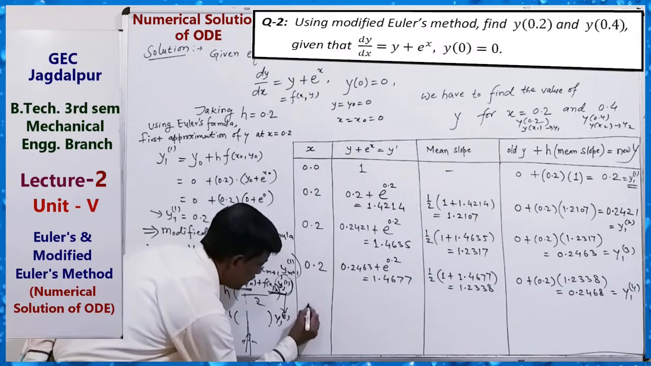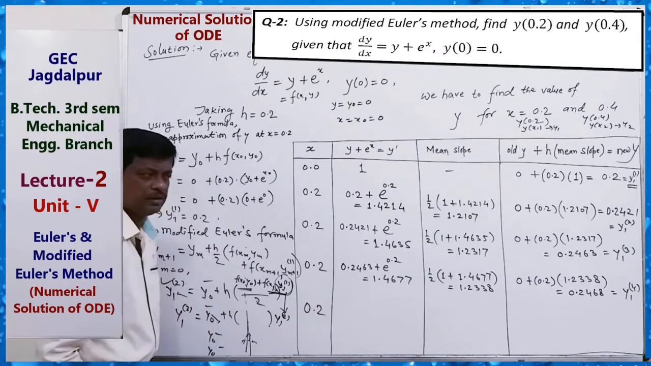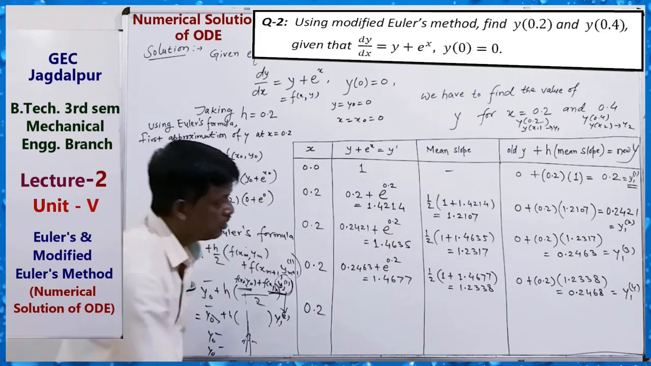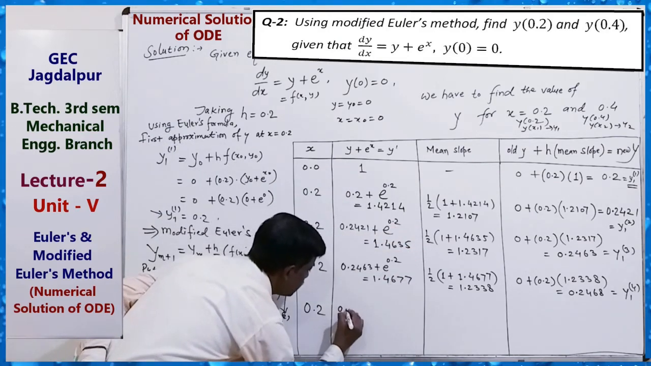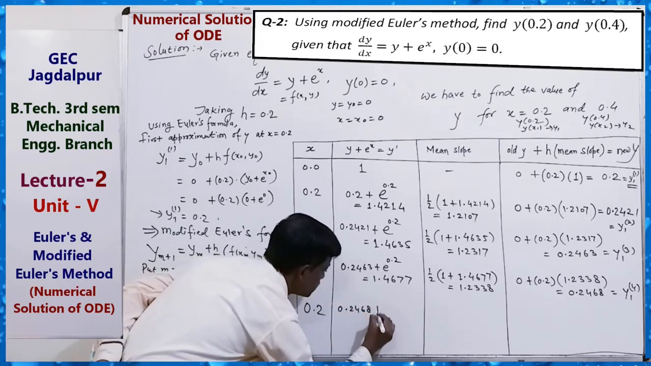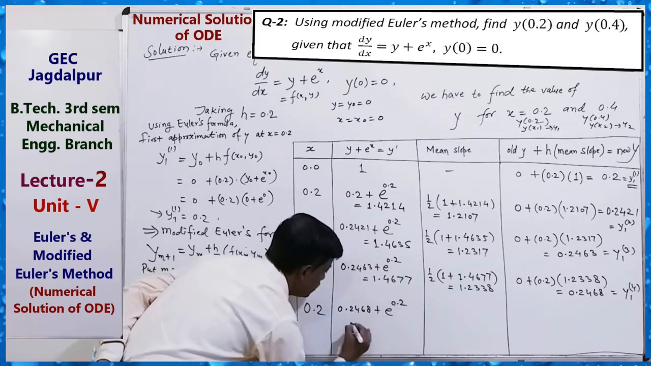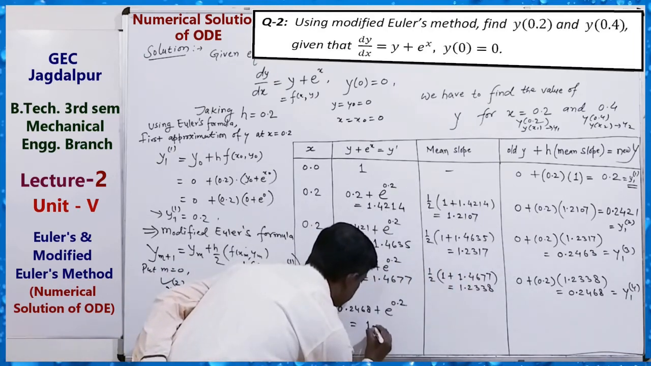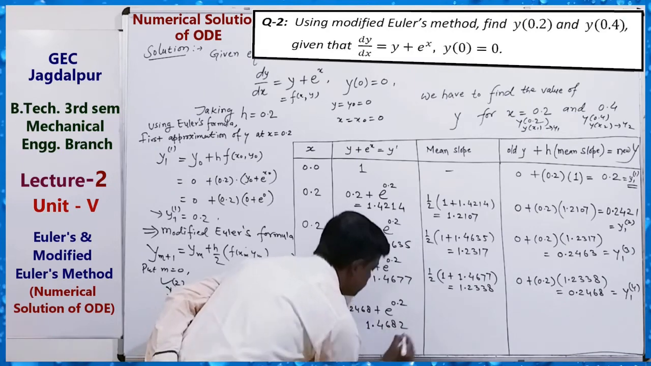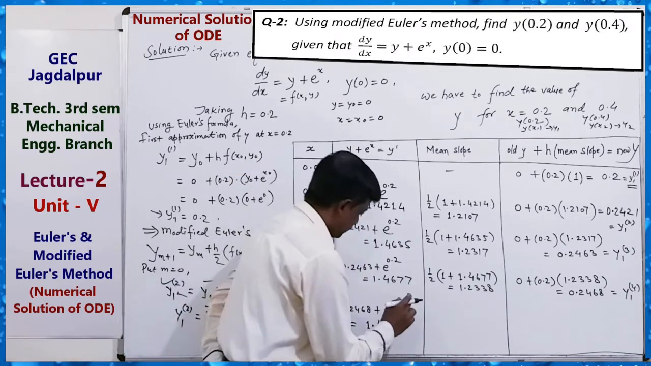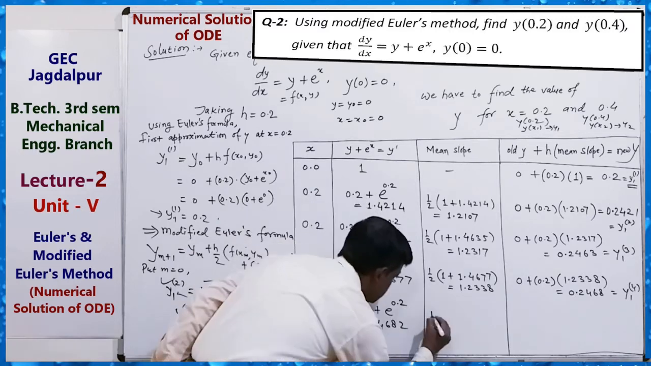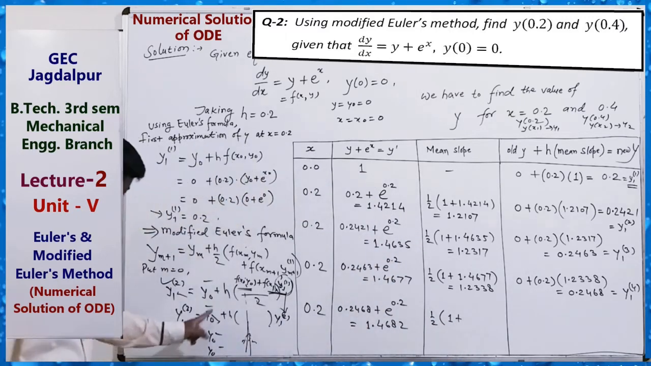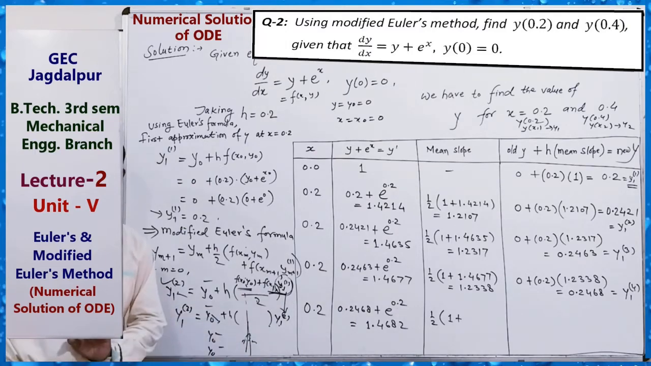Just do once again with 0.2. Same calculation. y comes from the previous value 0.2468. 0.2468 plus e to the power 0.2. You can calculate it, 1.4682. Clear? And just for the average, 1 plus this, because x1 is the same.